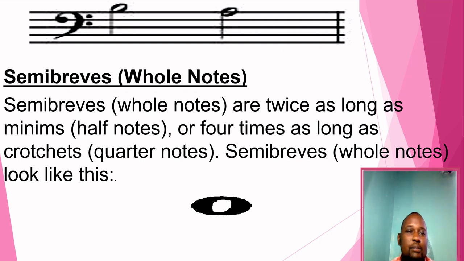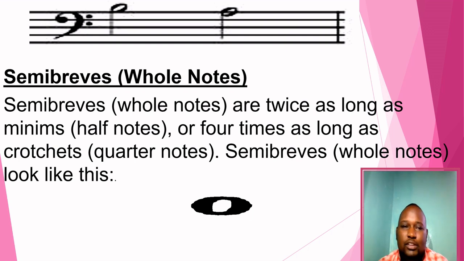Without wasting much of the time on that, we can therefore go to semibreves or whole notes. Semibreves or whole notes are twice as long as minims or half notes, or 4 times as long as crotchets or quarter notes. Semibreves or whole notes look like this. It looks like an O, but not a real O, as you can see.